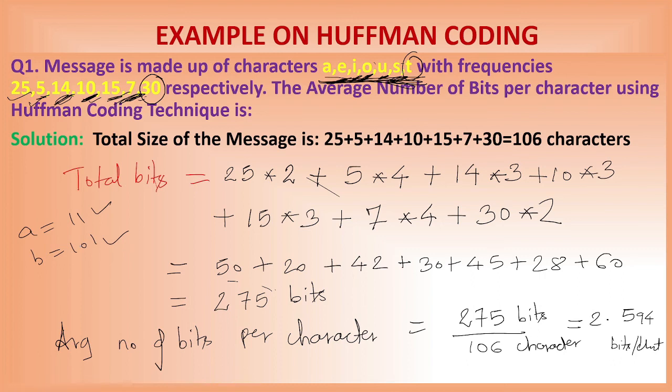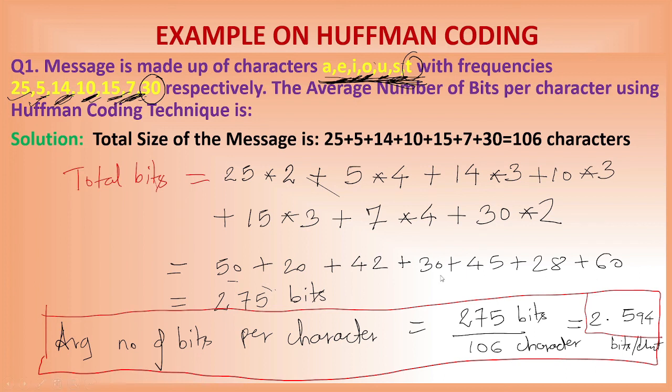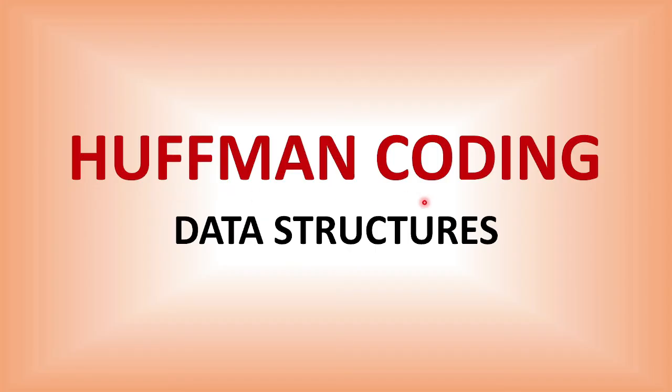So the size of the data is reduced by using the Huffman coding mechanism. So the final answer is the average number of bits per character is 2.594. Okay, so this is the final answer, and mostly this is only asked, that is to find the average number of bits per character, and we got the answer as 2.59. So this was all about Huffman coding under data structure. Thank you.